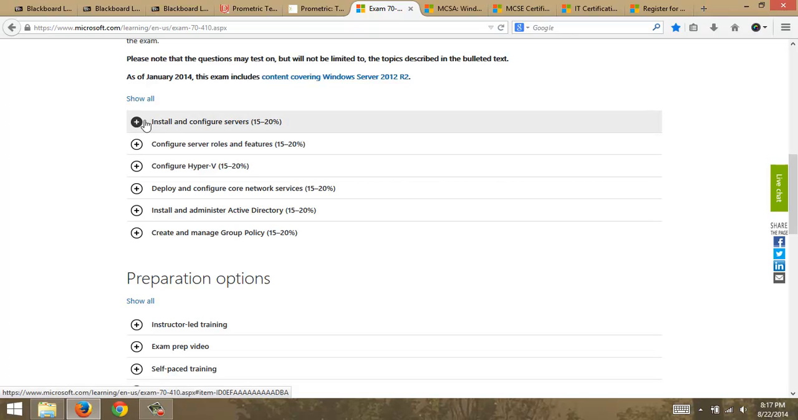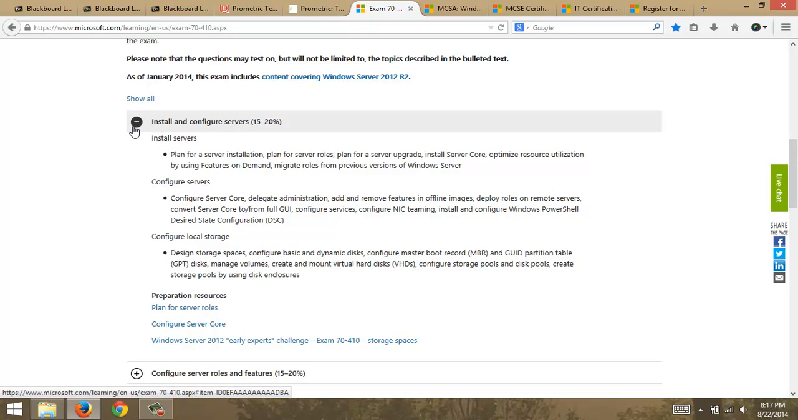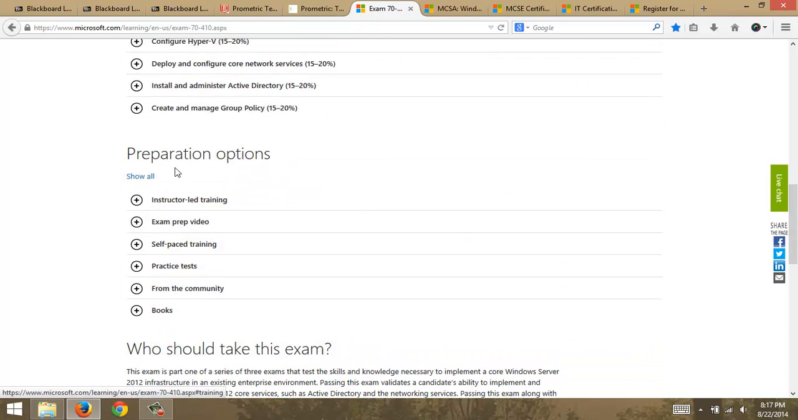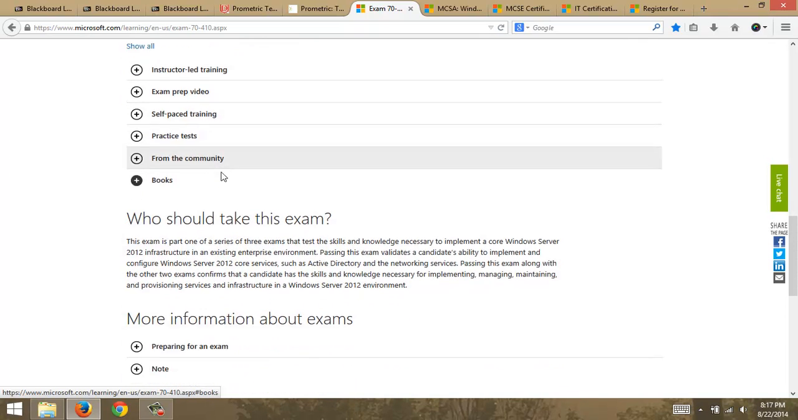But these are the topics that we'll cover in the course, and this is the percentage that each test covers. So when we look at the first part of the chapter on installing and configuring the servers, you'll learn approximately 15 to 20% of the exam. And this just gives you more details. This is some other important information for certification. If you want to look at some other resources, which I do recommend.